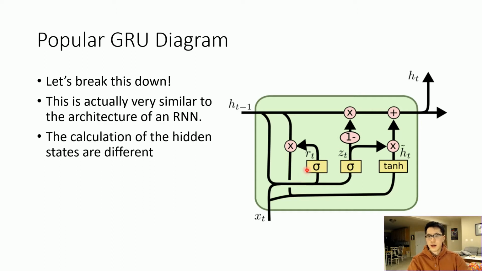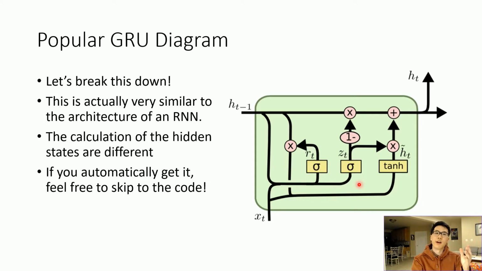So this is actually very similar to how the recurrent neural network is formulated. The only thing that's different is how it computes the hidden state. And so yeah, we have over here the reset gate, denoted as R_t, and the update gate, Z_t. We can go a little bit deeper into that, but if you already understand this diagram, it's 100% understandable. Feel free to skip to the code. It's very similar to the RNN stuff.